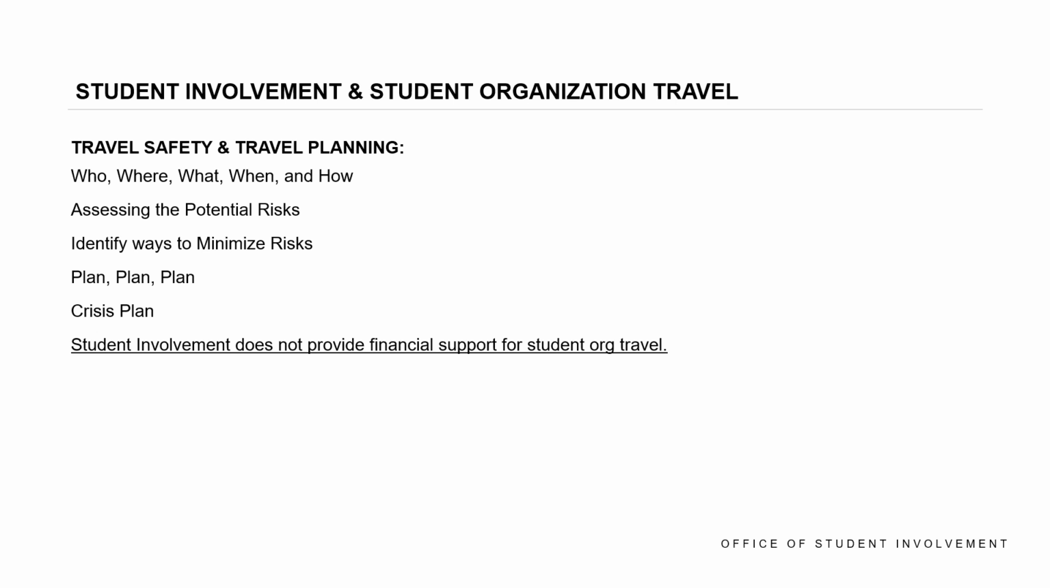Additional to thinking of the who, where, what, when, and hows of the trip, you also want to assess the potential risks that could occur during this travel and the trip. You'll want to spend quality time identifying ways to minimize risks that could occur and develop a crisis plan for if any incidences do, in fact, occur.